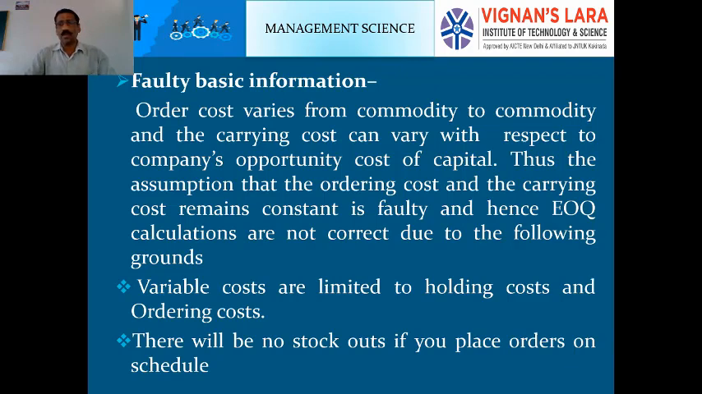Order cost varies from commodity to commodity and the carrying cost can vary with respect to the company's opportunity cost of capital. Thus, the assumption that the ordering cost and the carrying cost remain constant is faulty and hence EOQ calculations are not correct on the following grounds. Both are different, both are having a timely basis. Variable costs are limited to holding costs and ordering costs. There is no importance given to variable costs, but variable cost should be there.